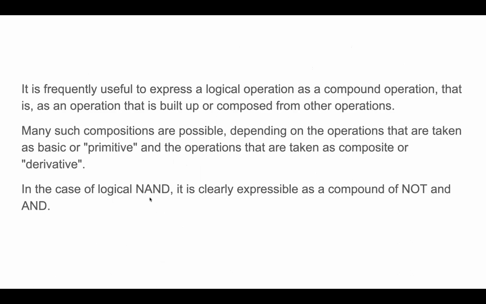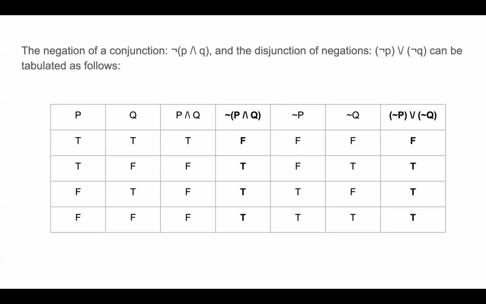In the case of logical NAND, it is clearly expressible as a compound of NOT and AND operations. Like this, then the negation of a conjunction. Here are some laws that we are going to prove with the help of truth tables. The negation of a conjunction means what? Conjunction is P and Q, and its negation is negation of P and Q. Here we can see negation of P and Q. And the disjunction of negations. What is the disjunction of negations?